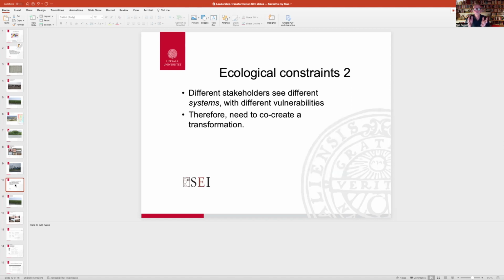So in this particular case, it becomes very difficult to talk about what we talk about in science, sort of achieving a desirable system, because in this case, different stakeholders see different systems. And they have different vulnerabilities. And it's therefore necessary to, in this case, co-create a transformation that is acceptable for these seemingly diverging interests in the system.